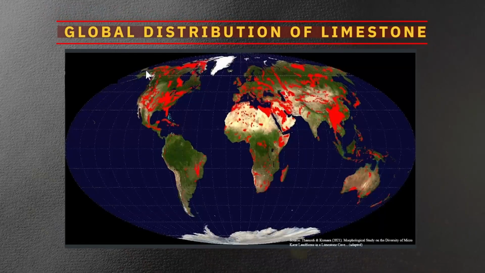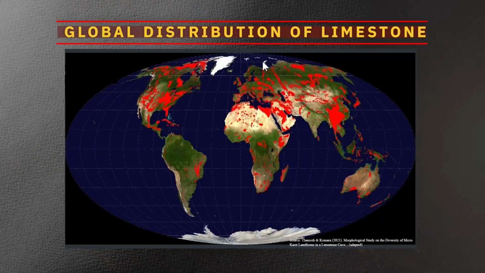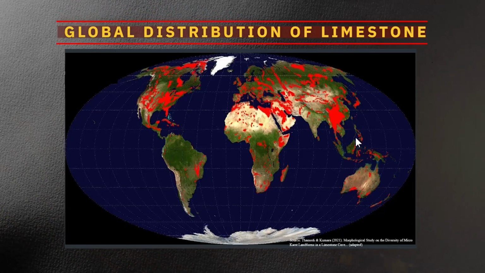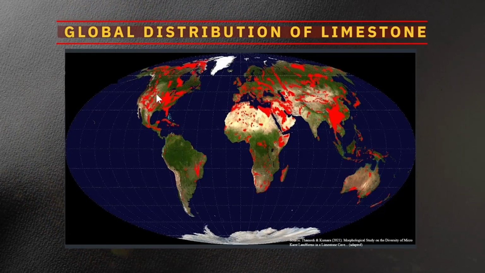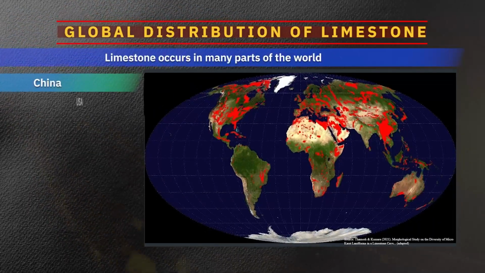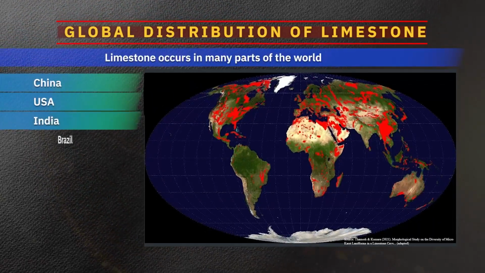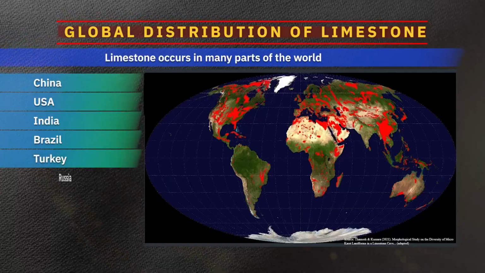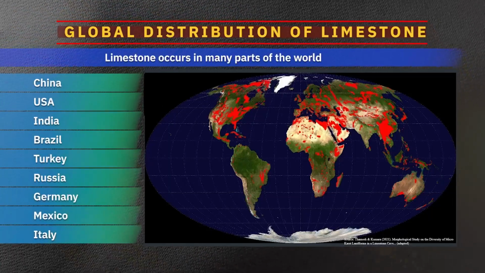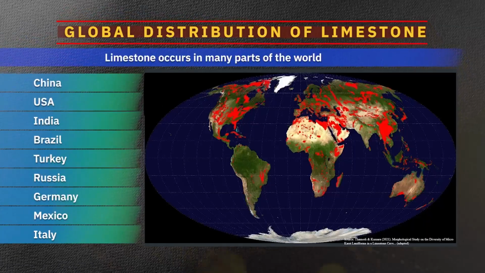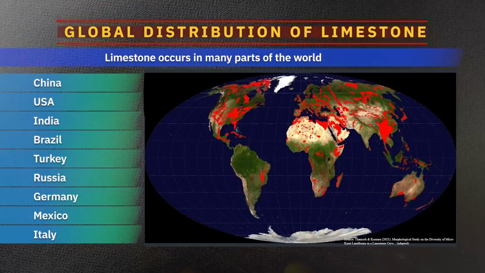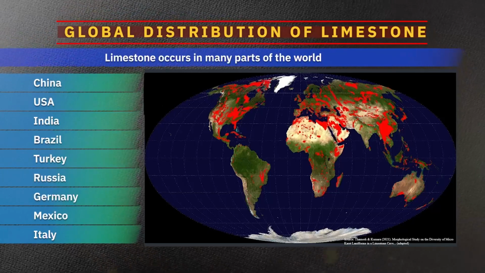Okay, now let's see this visual image of the earth showing the spatial distribution of limestone. Limestone occurs in many parts of the world, but some major producers are China, USA, India, Brazil, Turkey, Russia, Germany, Mexico and Italy. And these many countries have limestone because it is a common sedimentary rock.